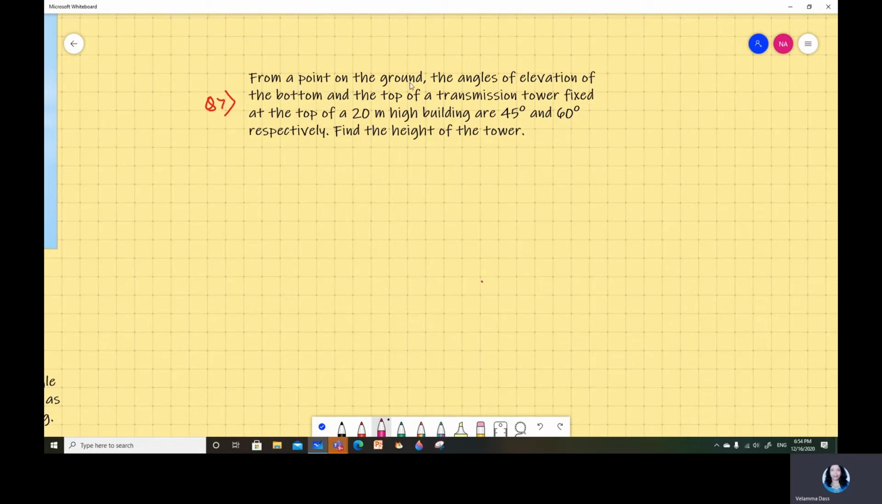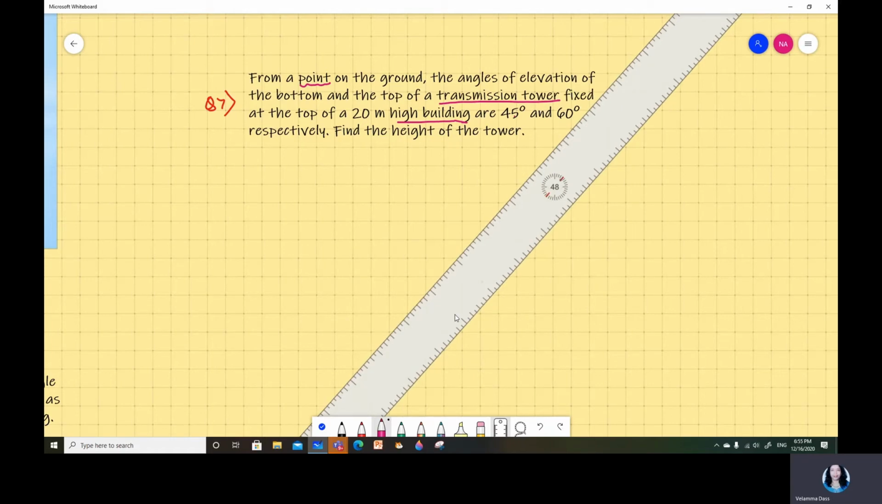From a point on the ground. So this is one keyword, from a point. The angles of elevation of the bottom and the top of a transmission tower. So we have a transmission tower fixed at the top of a 20-meter high building. 45, 60, find the height of the tower. So there are 3 objects here: a point on the ground, and a transmission tower fixed on the top of a 20-meter high building.